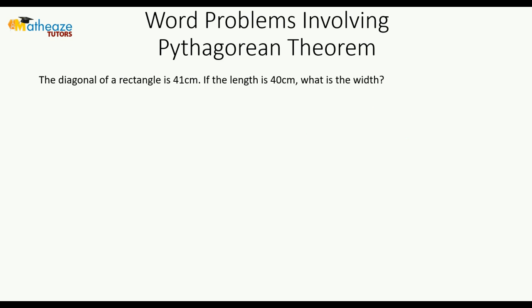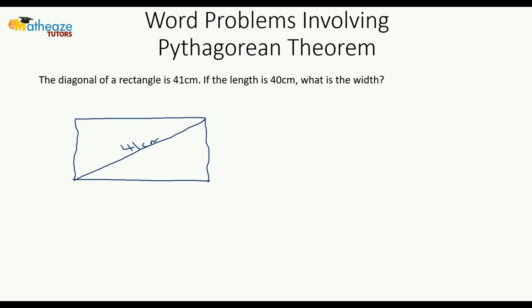The diagonal of a rectangle is 41 centimeters. If the length is 40 centimeters, what is the width? So we have another rectangle. The diagonal of this rectangle is 41 centimeters, and the length is 40 centimeters. We want to find out the width. So this is a rectangle.